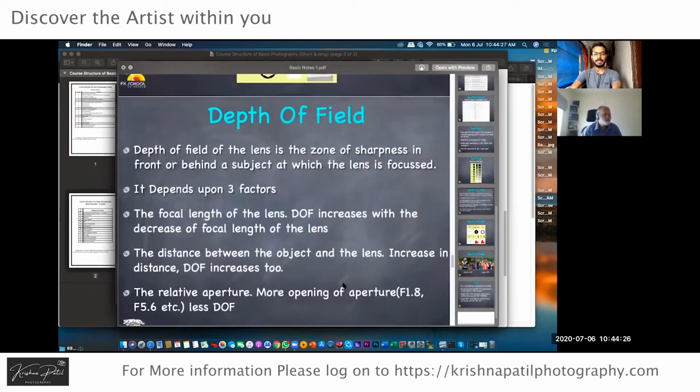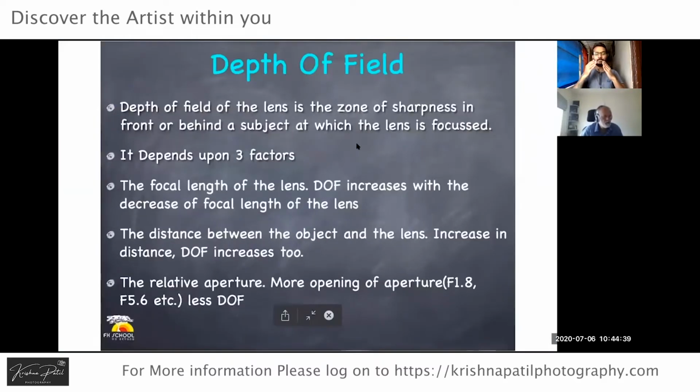So what exactly does depth of field mean? The depth of field of the lens is the zone of sharpness in front of or behind the subject at which the lens is focused. It means if I'm shooting any subject with my camera, the subject will be sharp and the background will be blur. That is called depth of field.